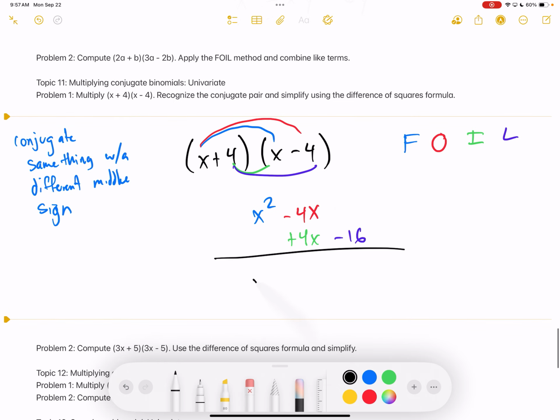So now I combine like terms. Negative 4x plus 4x cancel out, so I just get x squared minus 16. When you multiply conjugates, the middle terms always cancel out. So technically the shortcut is to just do the first and the last. You don't have to do the outside and the inside because they're going to cancel out.